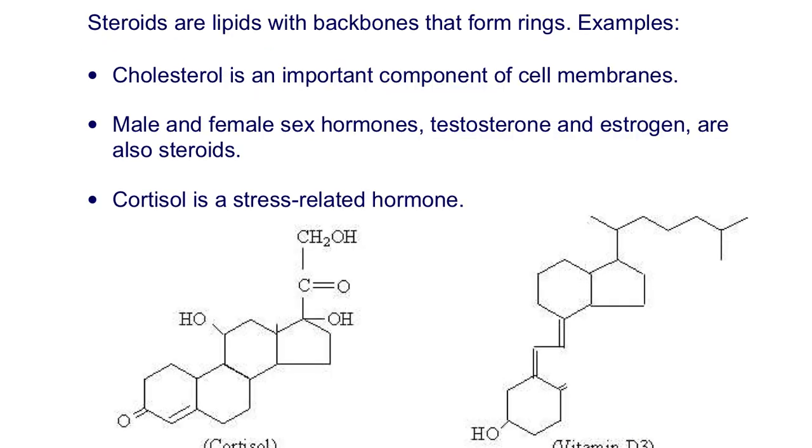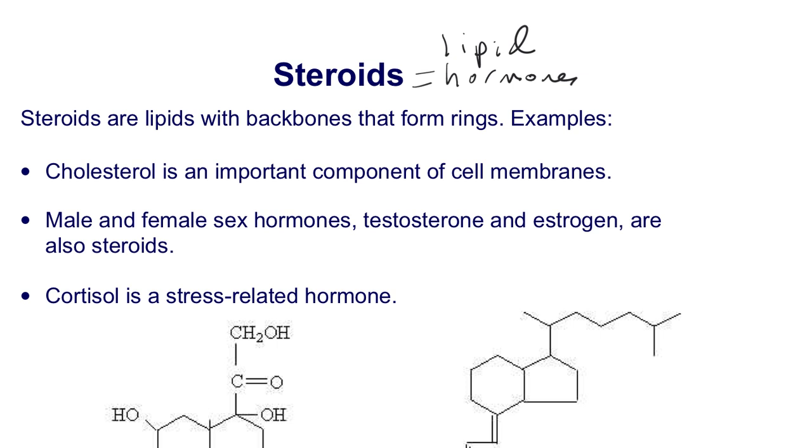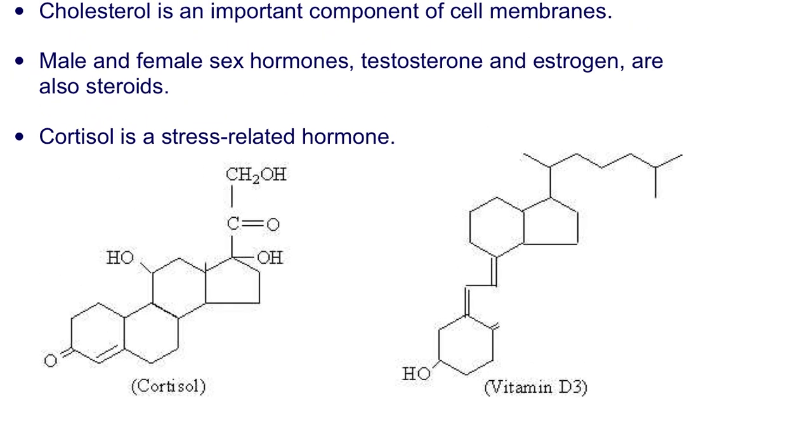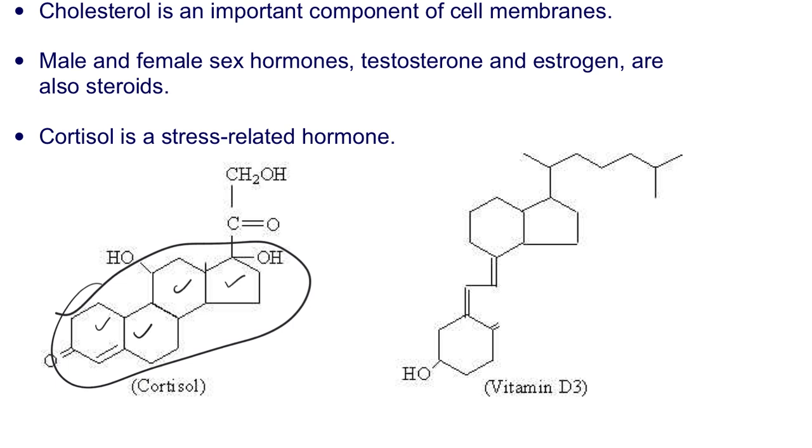Okay, steroids are hormones, but they're lipid hormones. You remember that some proteins are hormones as well. Well, steroids tend to have this kind of cool looking structure with 3 hexagons connected to a pentagon. Okay, somewhat. That's kind of the general floor plan of a hormone that is a lipid.